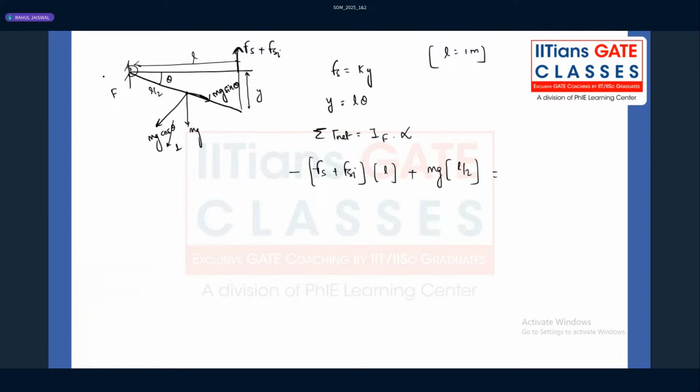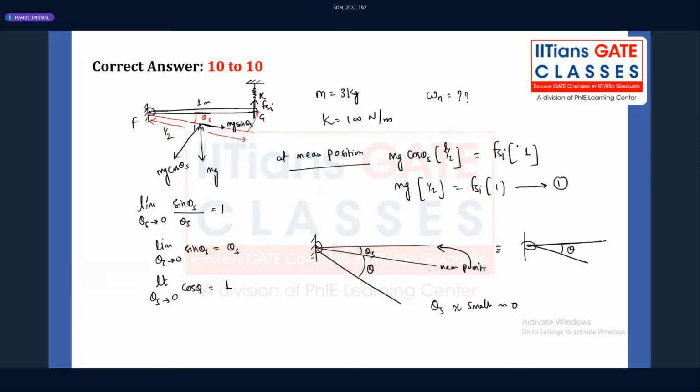That is equal to what? I about F. What is the mass moment of inertia about the hinge point, which is at the one end? It is ml square upon 3 for the rod. Alpha I can write as theta double dot. Now from equation number 1, we know that it is what? For example, if I take L.